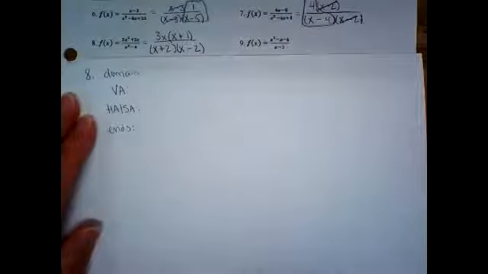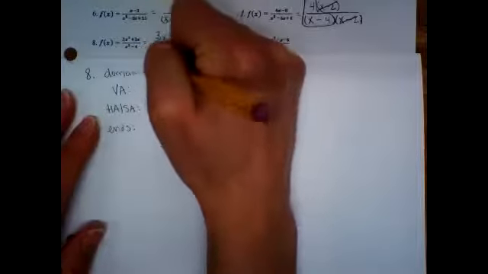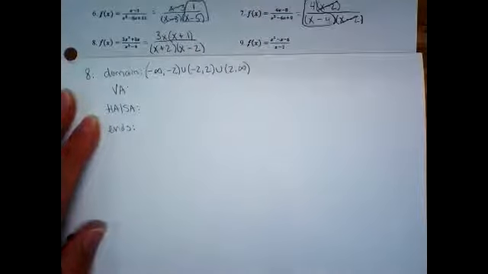So domain, oh, nothing canceled, which means there's no hole, but I didn't ask you that anyway, so don't worry about it. Domain, who are our troublemakers that are going to get kicked out? Who is not invited to the domain party? Yep, 2 and negative 2. Now you have to go left to right, so skip over the negative 2 first and then the positive 2. But those are your troublemakers.